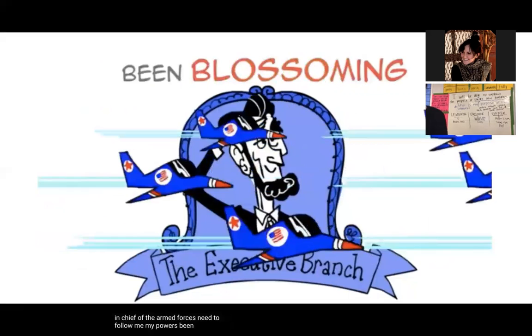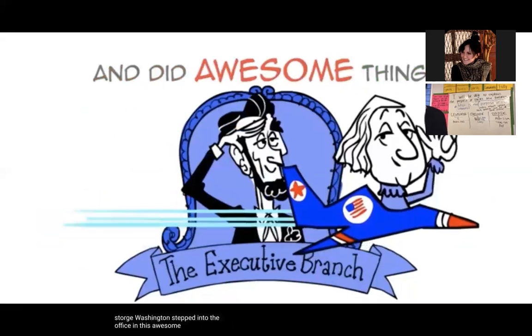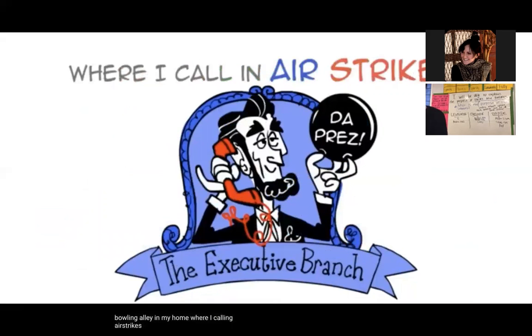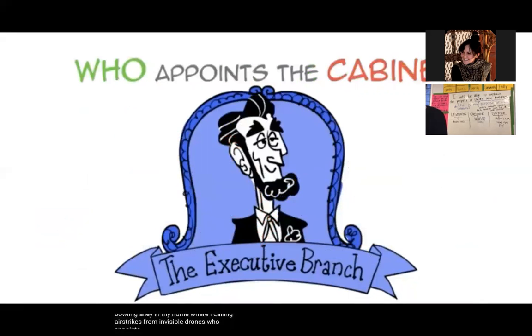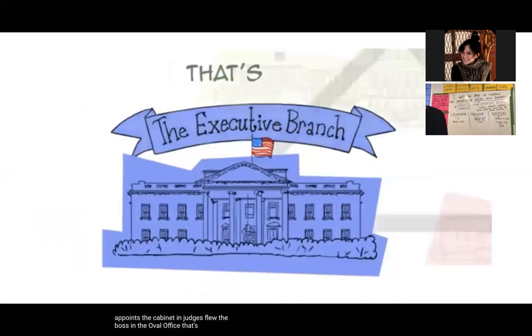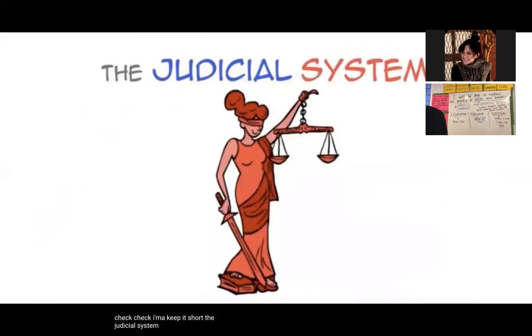My power is the boss that makes George Washington step into the office and do awesome things. I got a bowling alley in my home where I call in airstrikes from invisible drones. I appoint the cabinet and judges too. The boss in the Oval Office, that's who. Check, check. I'ma keep it short, the judicial system.